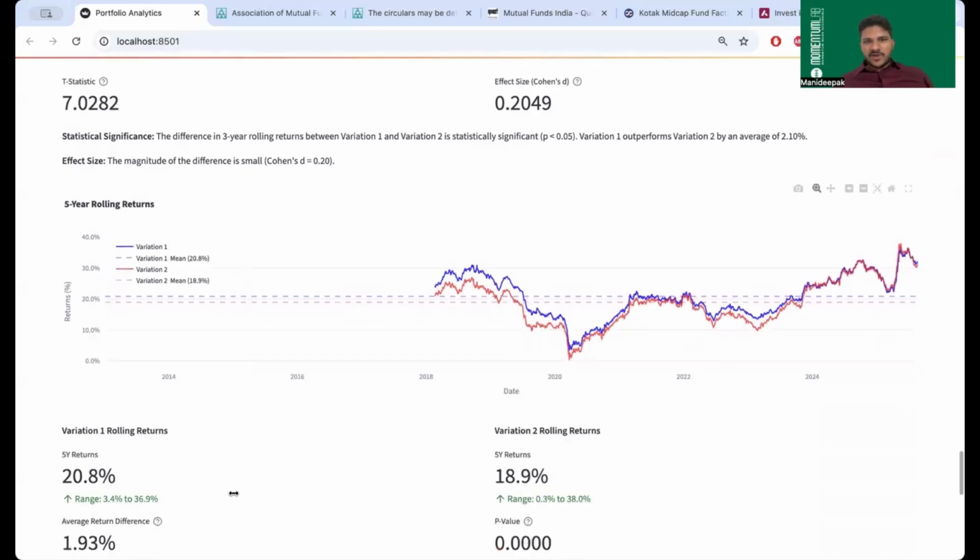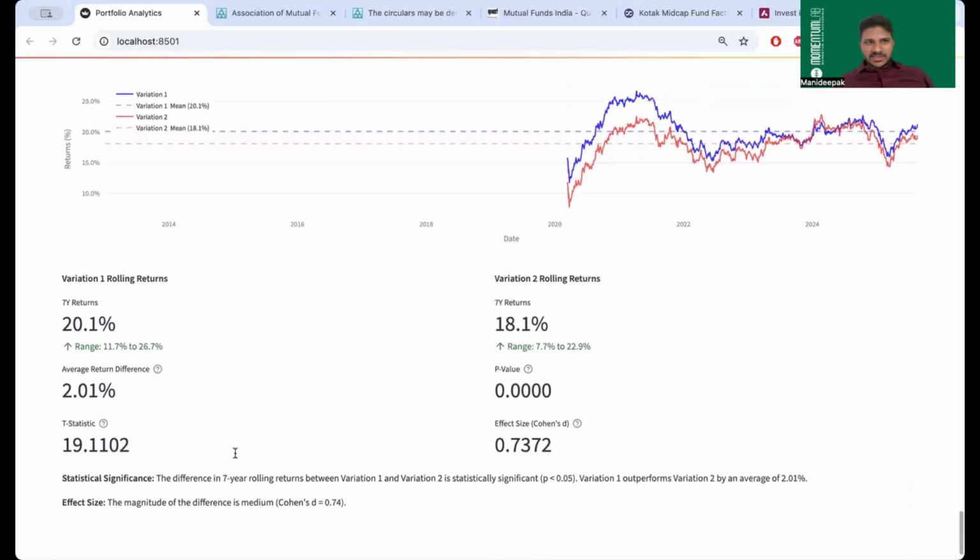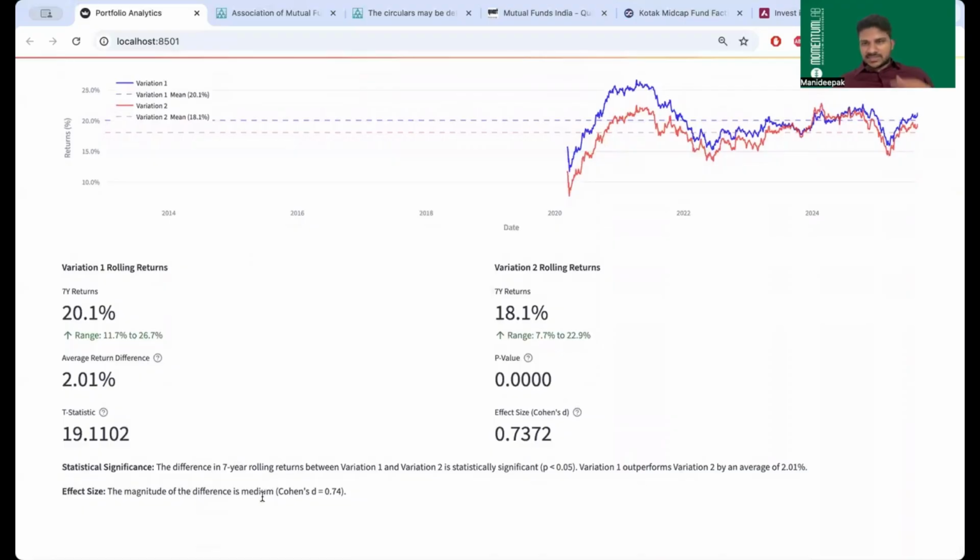So let's look at the 5-year rolling return. It is still small when we look at it from the magnitude standpoint. But when you look at the 7-year rolling return, it has improved slightly. So the magnitude of difference has become medium. What that essentially means is that the longer you stay, the better it is. So when you stay longer in Kotak Midcap Fund, you will see that the difference between the fund and the benchmark becomes significant.